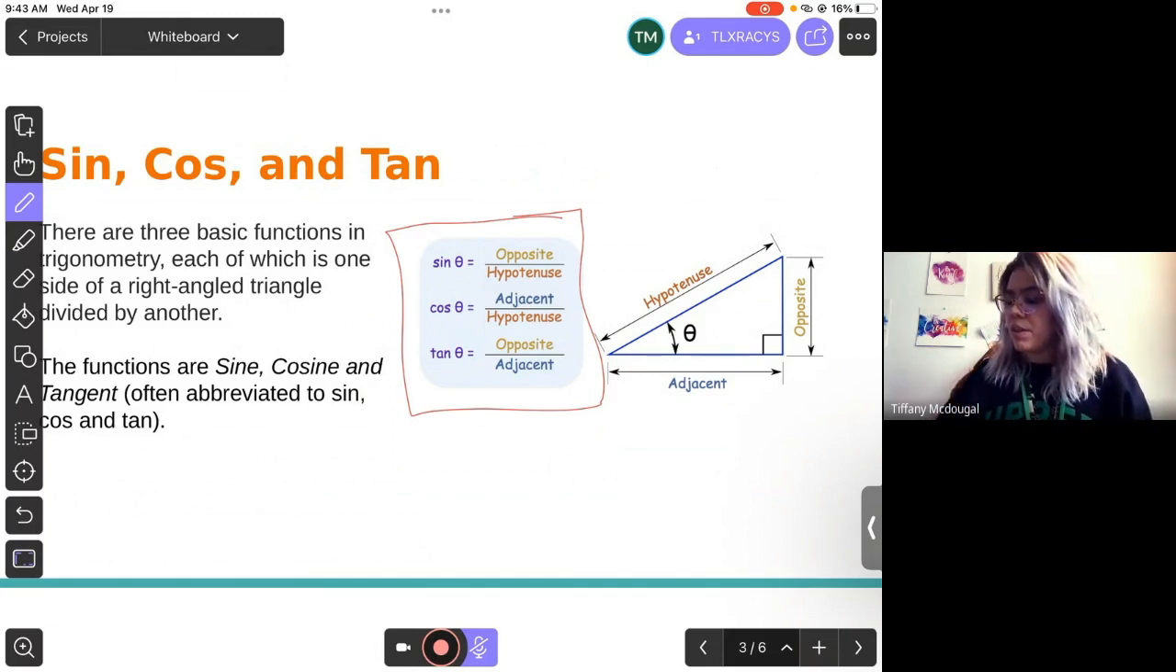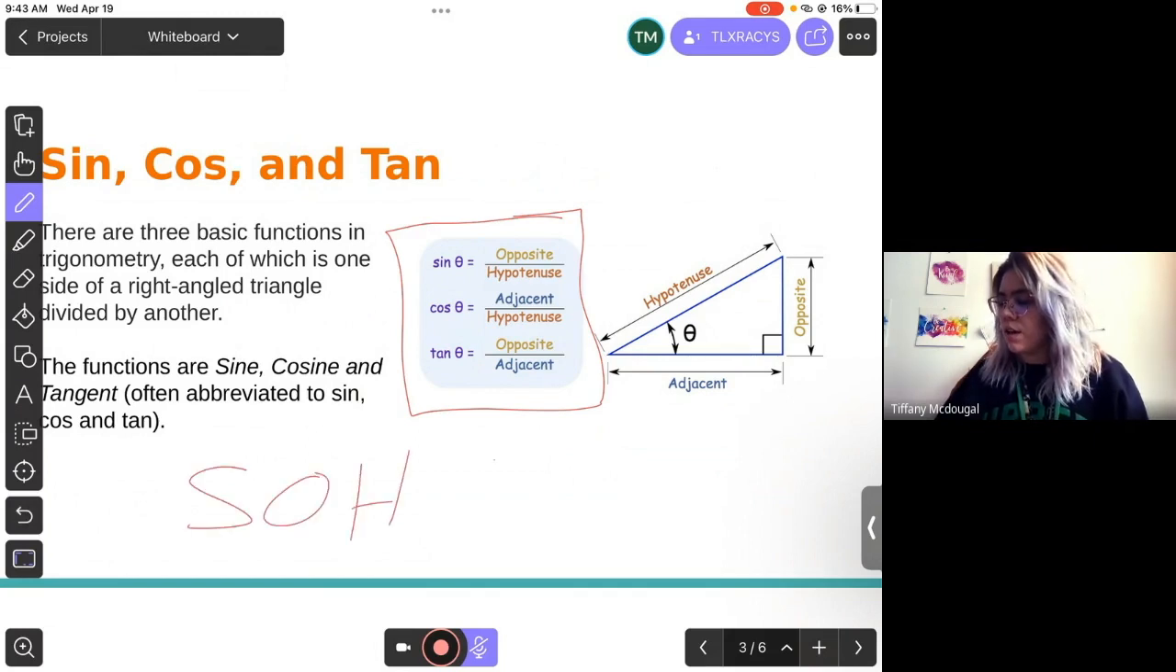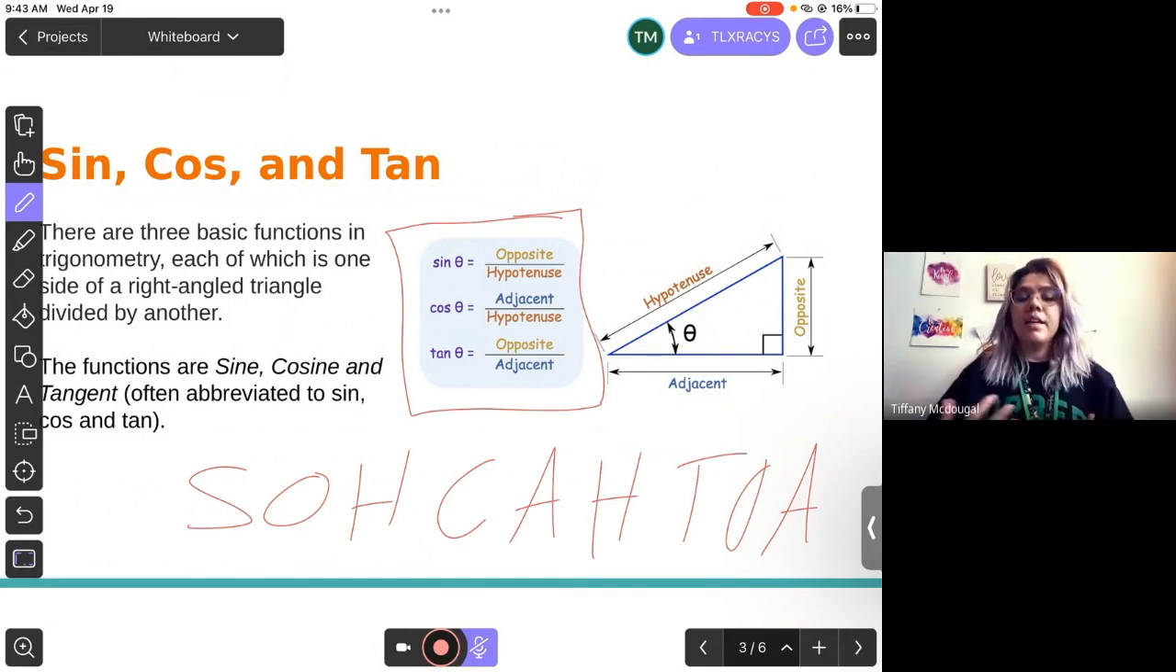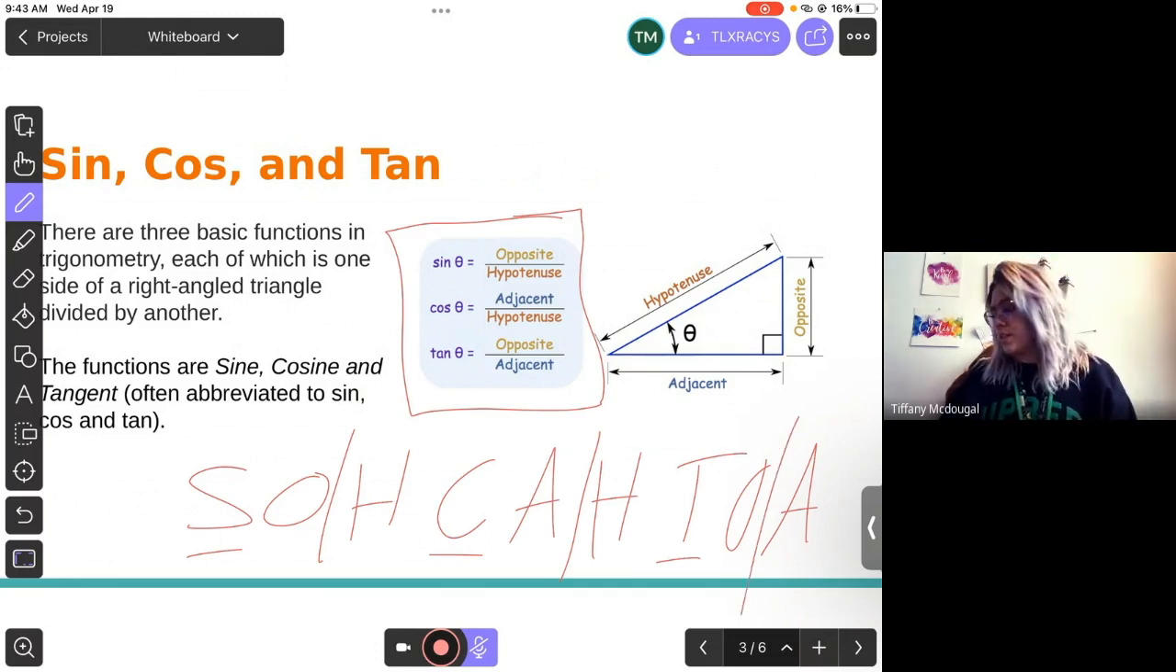Now, this might look familiar. This abbreviation, SOHCAHTOA. Hopefully that sounds familiar from your freshman year in geometry. That is where the ratios come from. S standing for sine, and then OH being the ratio, opposite over hypotenuse. C standing for cosine, and then AH standing for adjacent over hypotenuse. T standing for tangent, and then the ratio being opposite over adjacent.